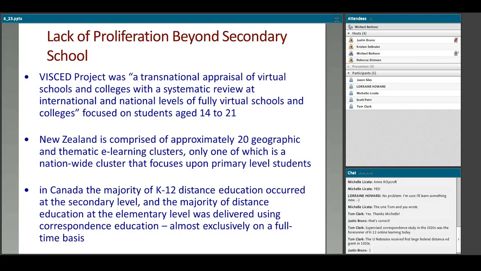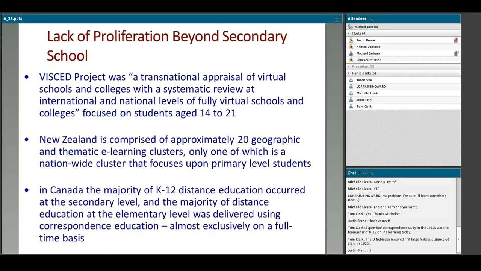Now, some would argue that our cyber charter schools in many respects are nothing more than glorified homeschooling, and I would be one of those people. In fact, I've done entire presentations on that fact, and I know at least three people in the room here have sat through one of those presentations at some point in time.